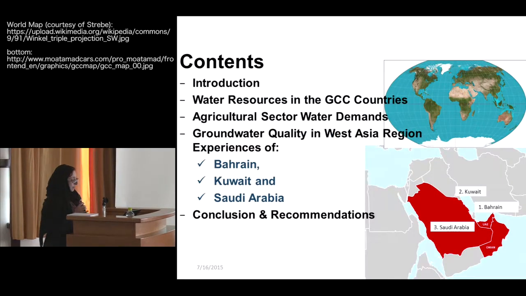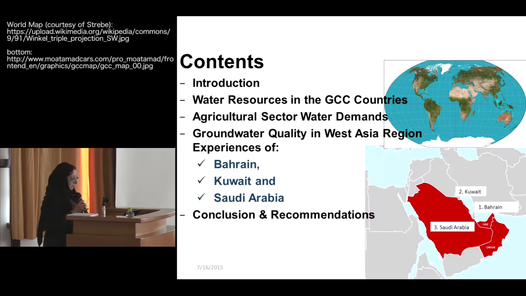The content of my presentation is the introduction, then water resources in the GCC countries, agricultural sector water demands, and then the groundwater quality in Bahrain, Kuwait, and case studies of Bahrain, Kuwait, and Saudi Arabia. And actually it was 3 abstracts, and they told me to make it 3 in 1, so excuse me if it is a little bit longer than the others.